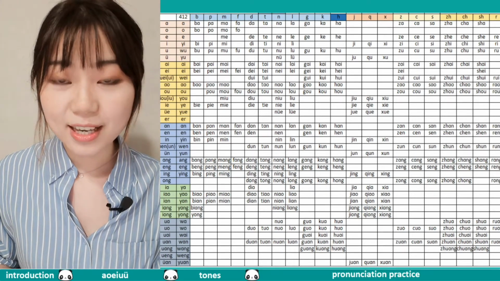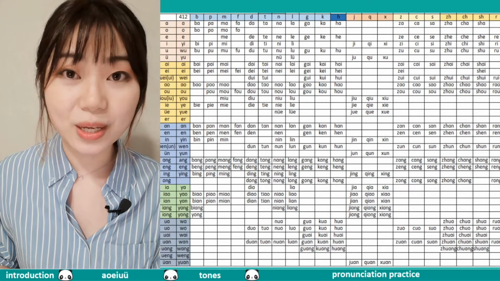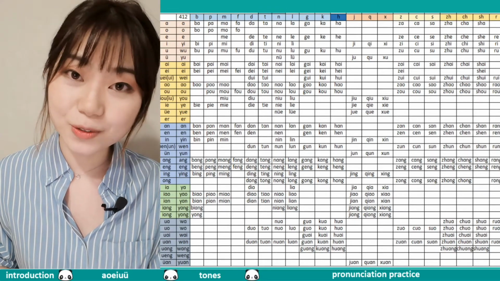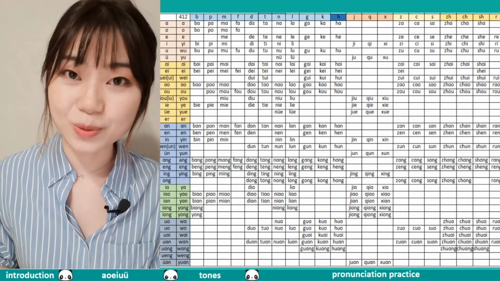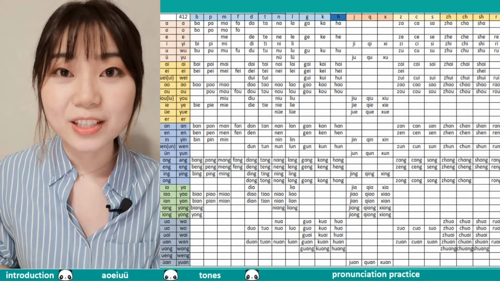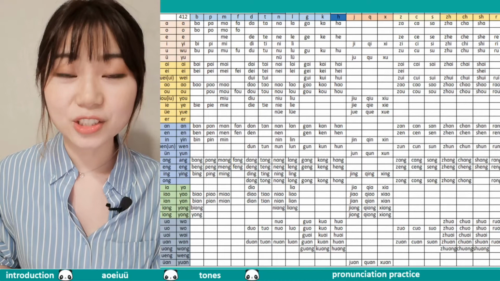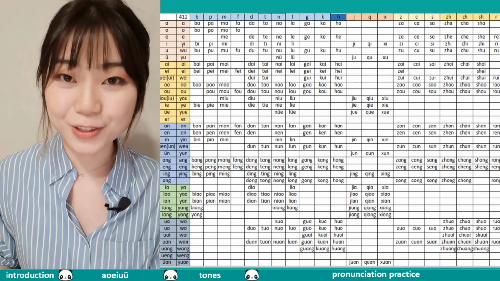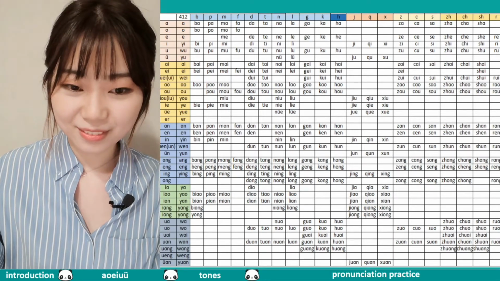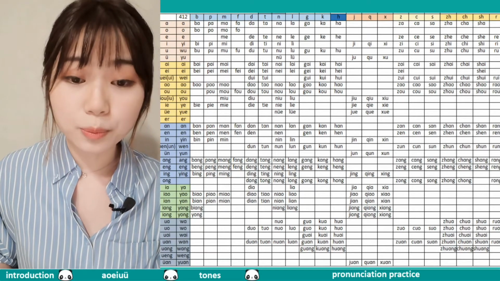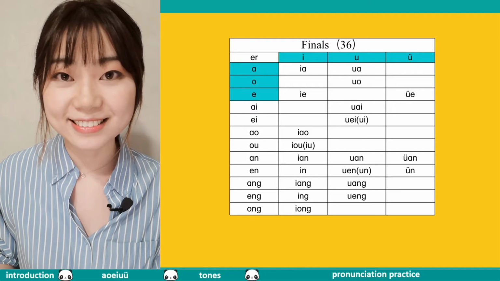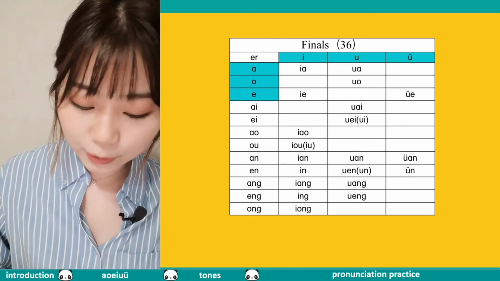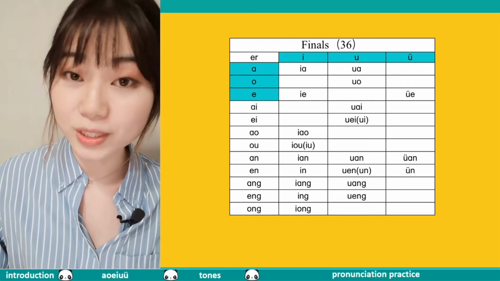Then that means you only have to master these 21 initials, 36 finals, and 5 tones, and then you can read all the Chinese words you want. So don't worry, together with me we'll lay a solid foundation for your future Chinese learning. Okay, after a brief introduction of the Pinyin system, let's start our first lesson. In this lesson, we're going to learn 6 finals and 4 tones.